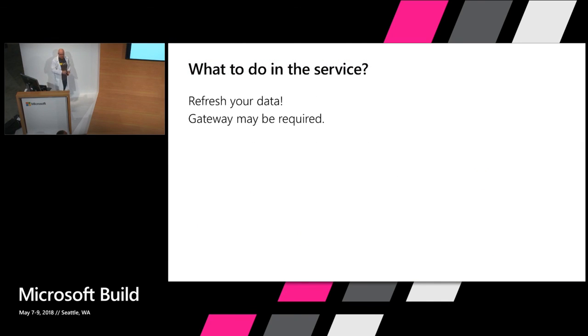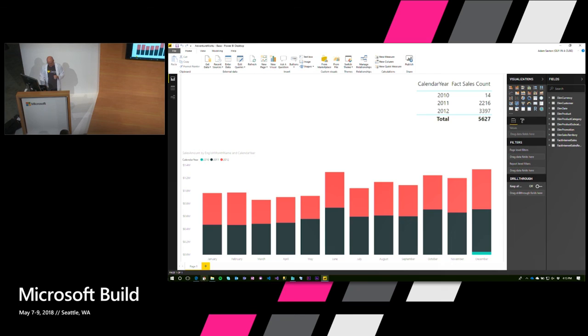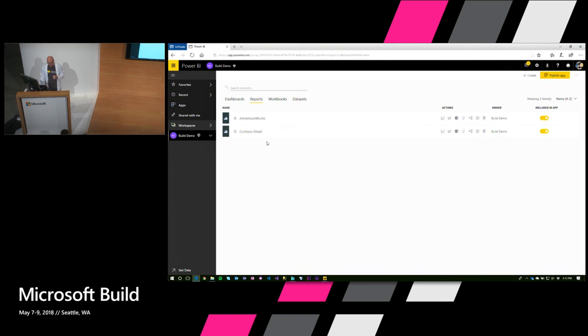So what do we do in the service? Once we published it to the service, we need to refresh the data, right? And so if it's on-premises data, you may need a gateway, so you may need to have that configured as well. But all you have to do is just refresh the data. There's nothing more you have to do. As long as it's in a capacity-backed store or a workspace, you're good to go, and it'll just work. So let's test this theory. We will challenge the power of the internet today and see if everything is well.